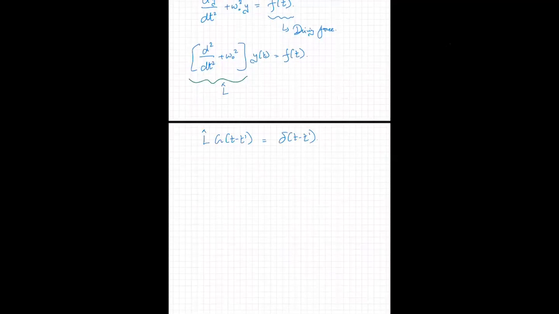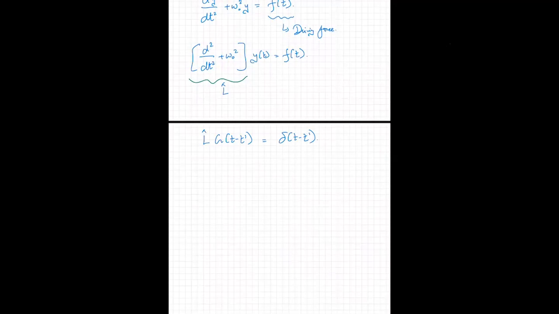So why t minus t prime? Well, because the delta function acts at one particular instant of time, when t equals, let us say, 5 seconds or 10 seconds, and that is this t prime. It's some particular time. And now the response on the left-hand side is also a function of t minus t prime.